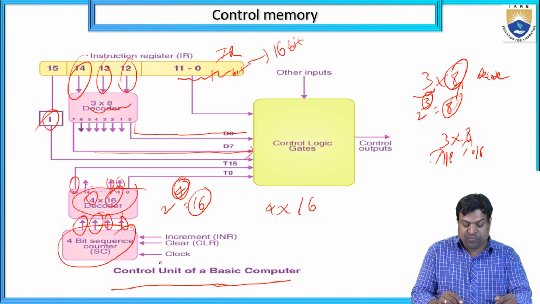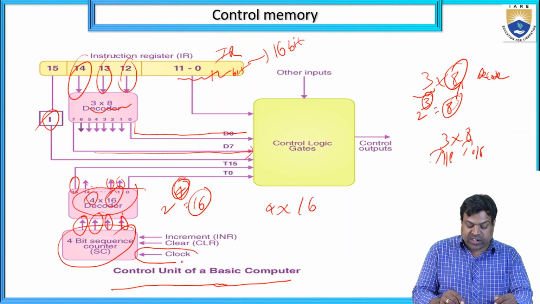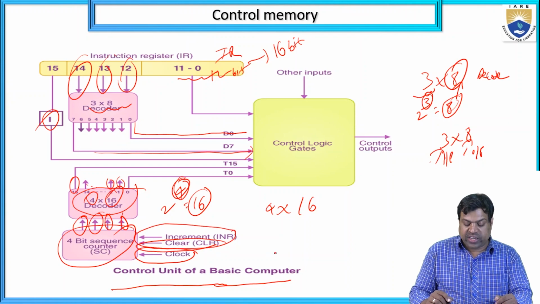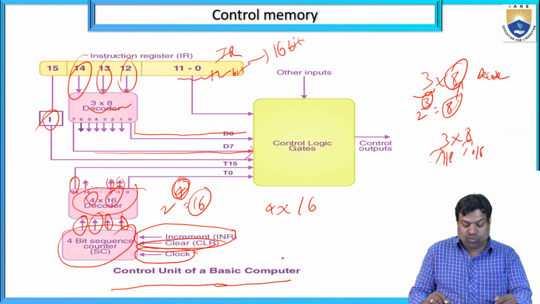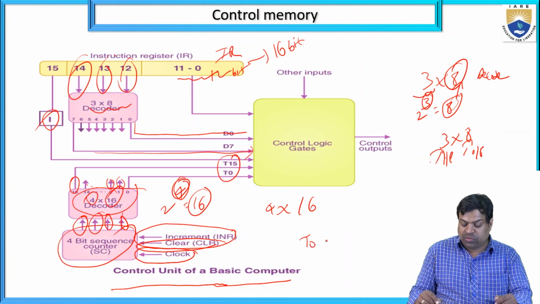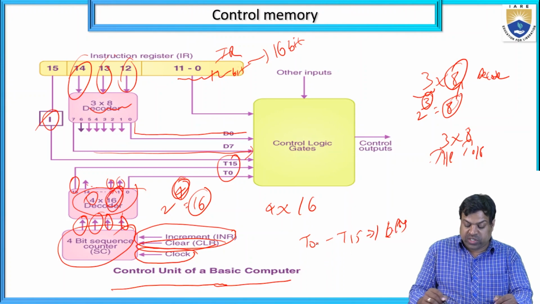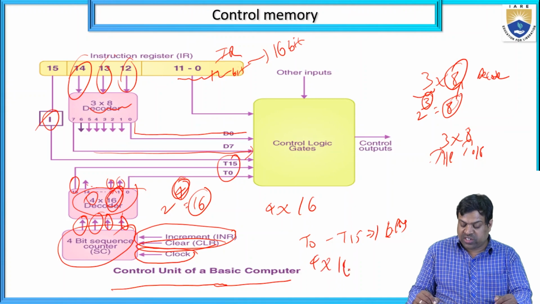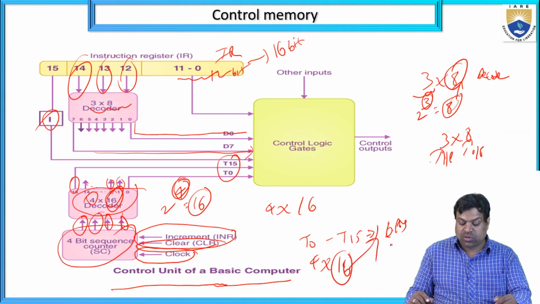4 into 16. So it is internally connected to clock pulse, clear and increment INR. These are connected to the 4-bit sequence counter, and 16 means T0 to T15. T0 to T15, how many are there? Total 16 pins. So total 16 means 4 into 16. These 16 are connected to pins.